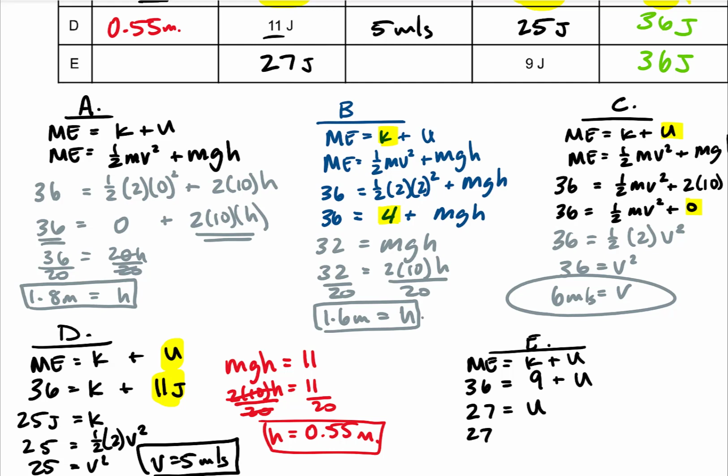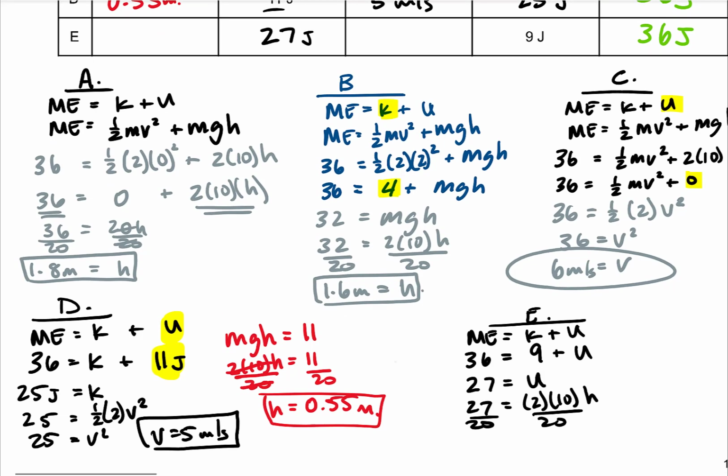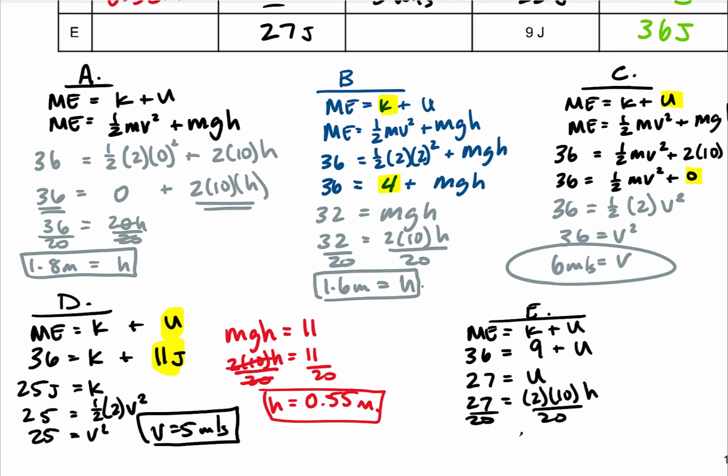So 27 is equal to potential energy, which is m, 2 kilograms, times g, 10, times the height. Divide both sides by 20. And that height comes out to 1.35 meters.